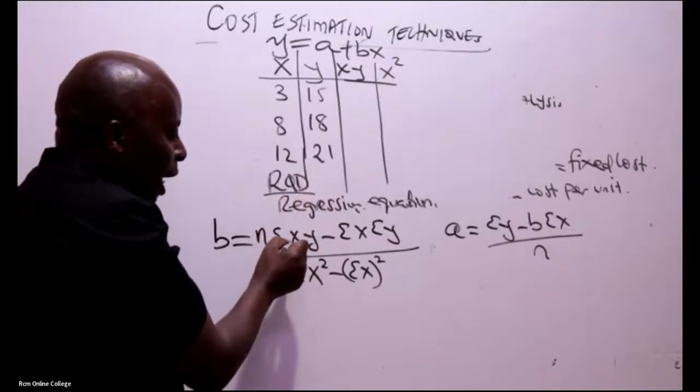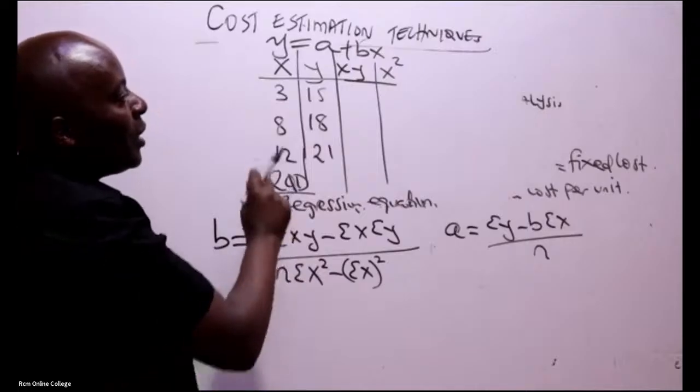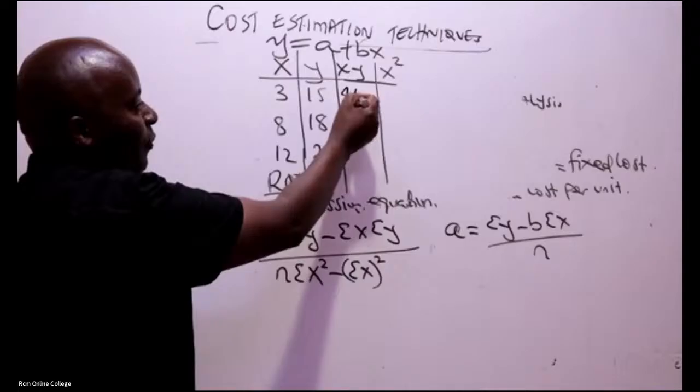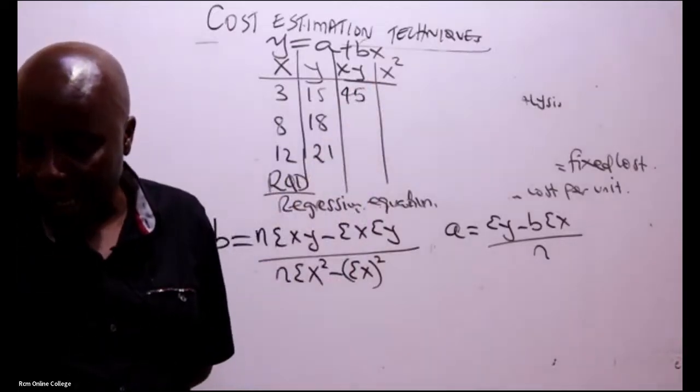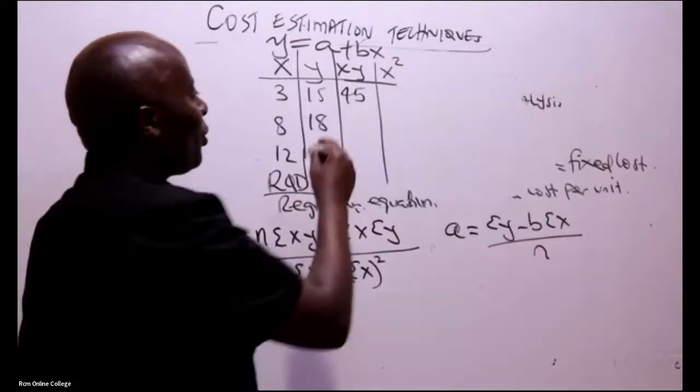So basically, you want to take care of this xy and this x squared. Can somebody do these multiplications for me? 3 times 15 gives me 45, right? 45. How about 8 times 18? 8 times 18, 144. Thank you very much.